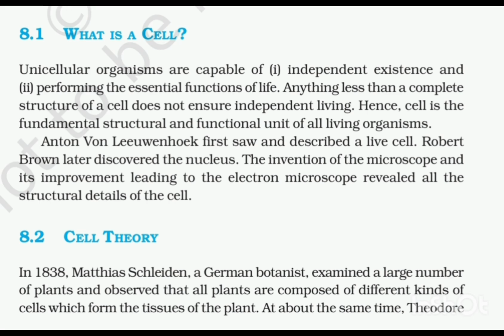The invention of the microscope and its improvement, leading to the electron microscope, revealed all the structural details of the cell. Then the cell theory. In 1838, Matthias Schleiden, a German botanist, examined a large number of plants and observed that all plants are composed of different kinds of cells, which form the tissues of the plant. At about the same time, Theodor Schwann, a British zoologist, studied different types of animal cells and reported that cells had a thin outer layer, which is today known as the plasma membrane.